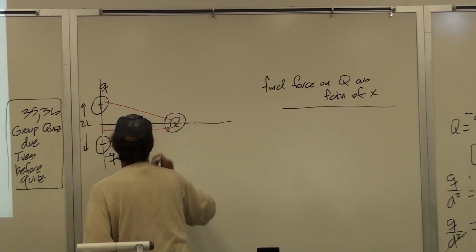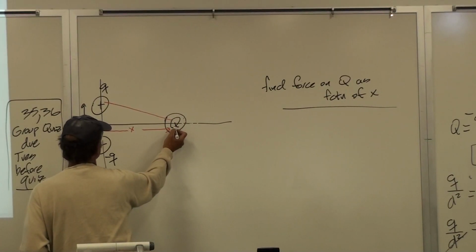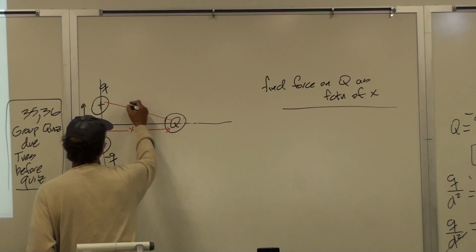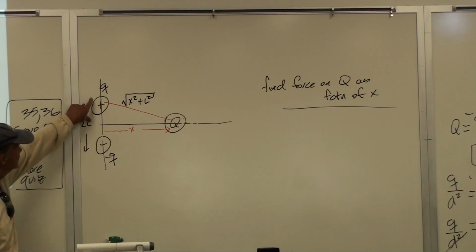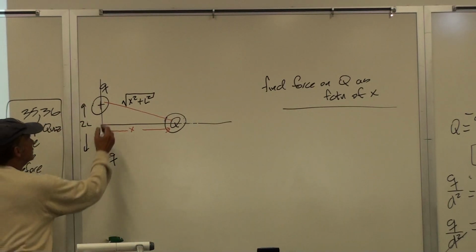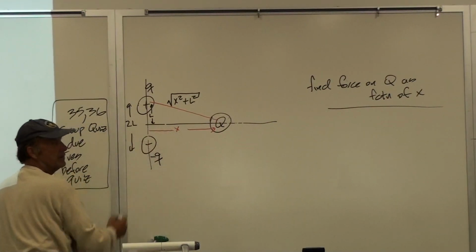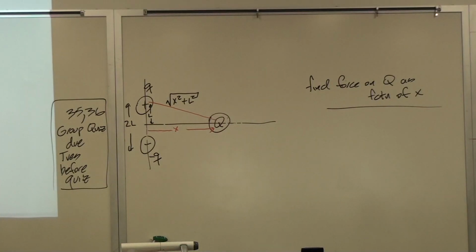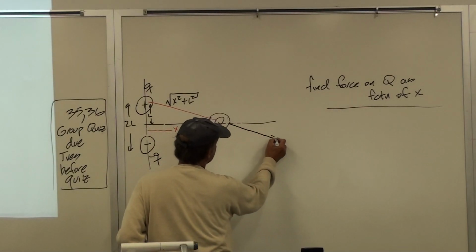So this distance is the actual distance between plus Q and plus little q and big Q. And so this distance is the square root of x squared plus L squared, by the Pythagorean theorem. This distance here is L because the total distance is 2L. So I just defined the total distance as 2L for convenience, to make the math have fewer numerical constants in it.